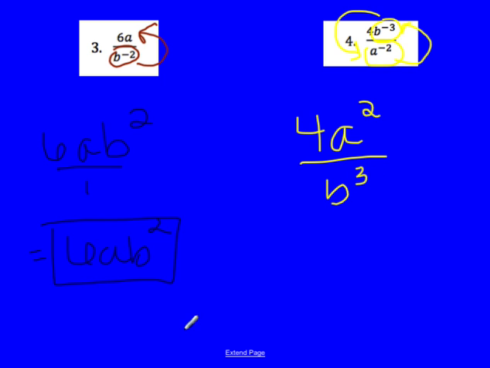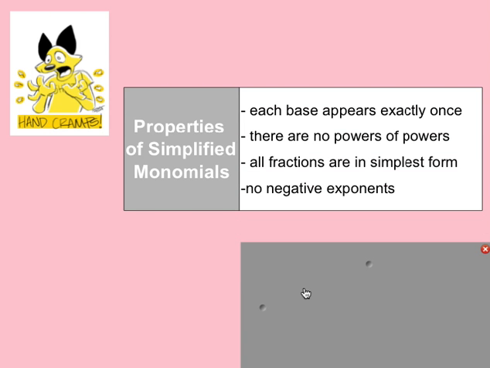Now let's take a look at our simplified checklist to make sure everything is fully simplified. For the most part, it stays the same. Each base appears exactly once. There are no powers of powers. All fractions are in simplest form. And last but not least, there's no negative exponents. Okay, that's the biggest thing. If you leave a negative exponent in there, then it's not considered fully simplified.